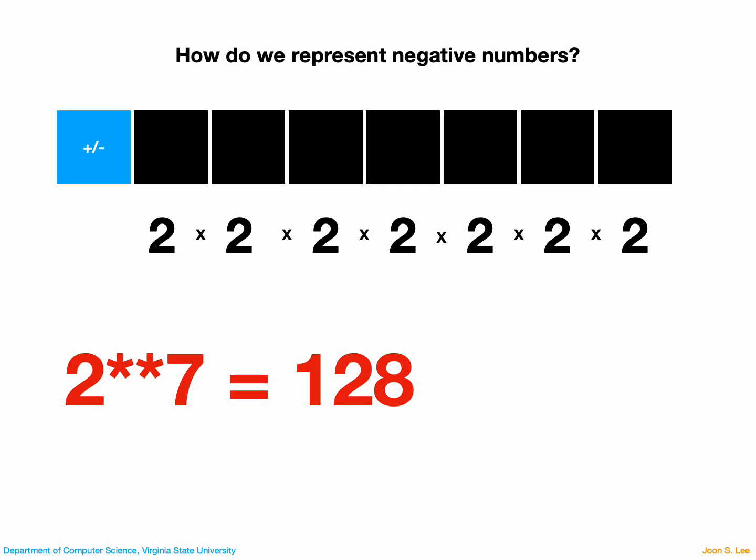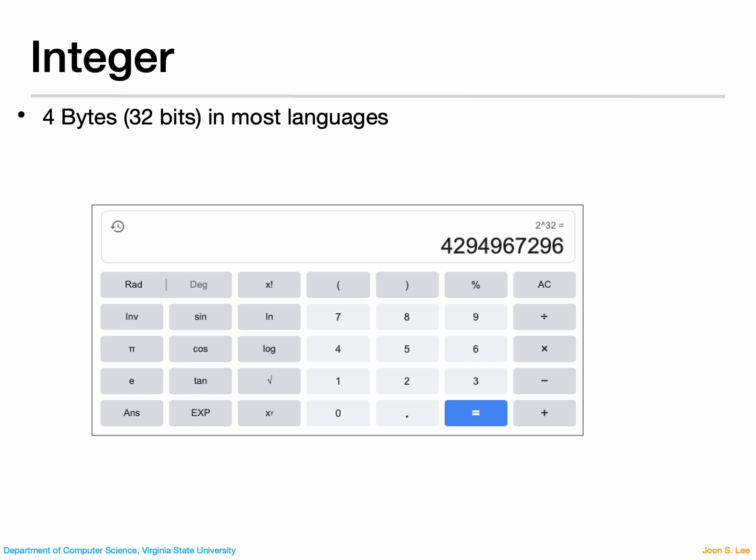This is the basic idea behind signed numbers in binary. In practice, computers use a system called 2's complement, which makes arithmetic easier and avoids having two versions of 0. But the main idea is that one bit is reserved for the sign, and the remaining bits are used for the number itself. Now let's look at how integers are typically stored in most programming languages.